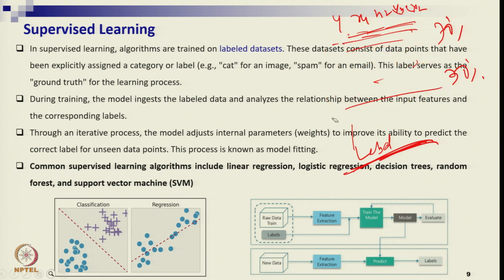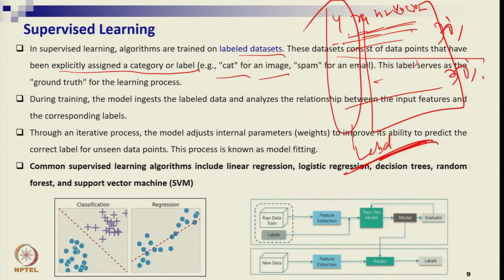Here you can see the CAT, right? In supervised learning, label data sets are very important. These data sets consist of data points that have been explicitly assigned a category or a label. What kind of category? CAT. You want to identify the CAT image, right? There will be many images, but which is CAT and what are the features that will fall under the CAT category. So you can understand based on the features. Based on the features, you can see whether it's a CAT or not, something like that, output or label decision variable can be taken.